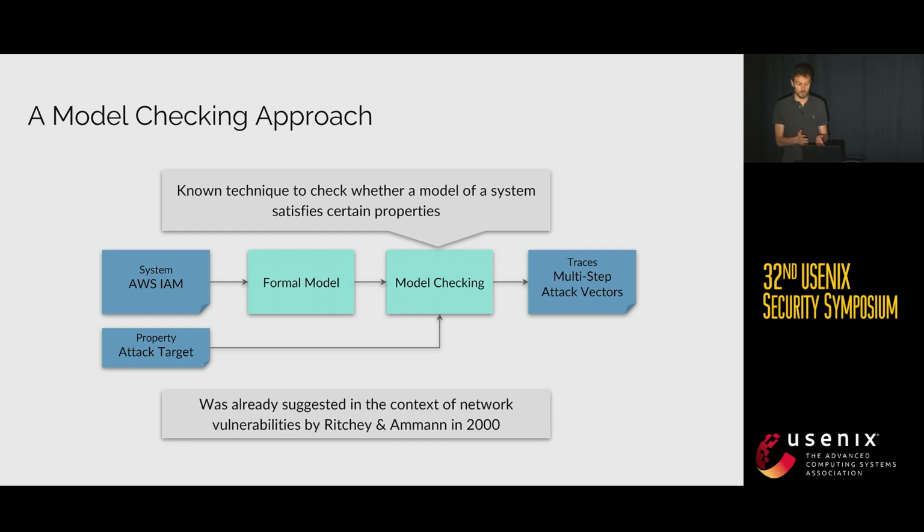In fact, this approach was already suggested in the context of network vulnerabilities by Ritchey and Ammann back in 2000. And in networking, formal methods are often used for attack graph generation. So let's see how we can use it for identity and access management.